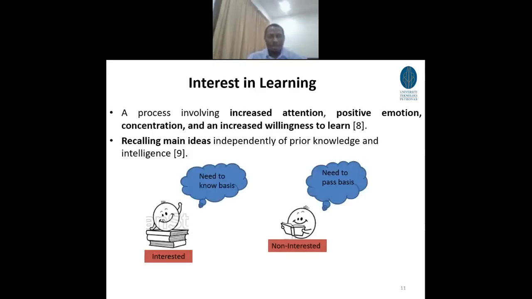Now, how is it defined? A process involving increasing attention, so it is highly related to attention, concentration, and an increasing willingness to learn. Okay? So that is the main definition of interest. And then recalling main ideas independently of prior knowledge and intelligence. So that means, especially for the second point, if you are really interested, it would be somehow easy to recall what you have learned because you are interested in that particular area.